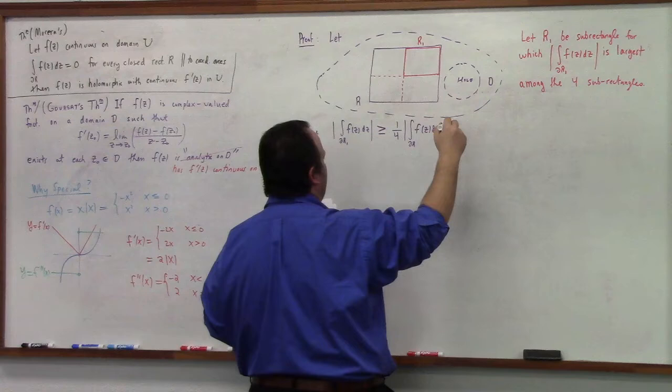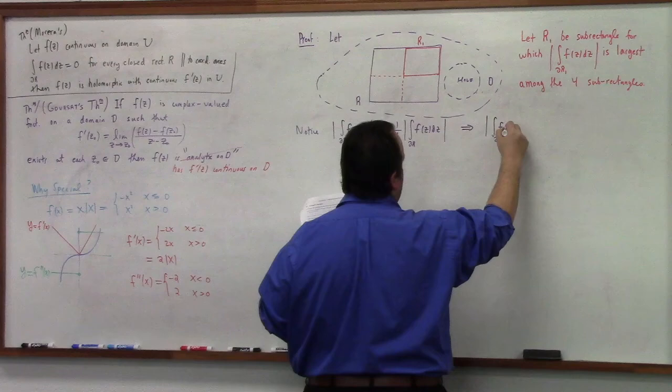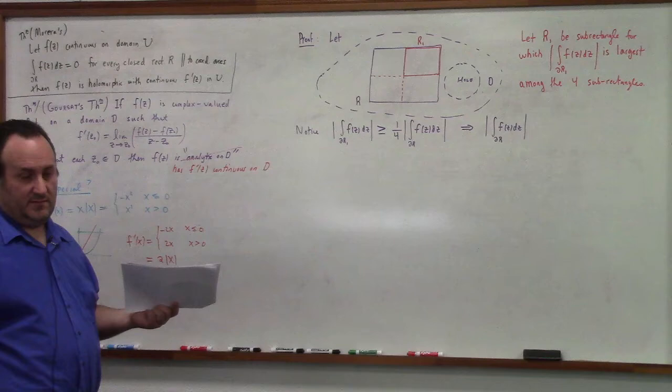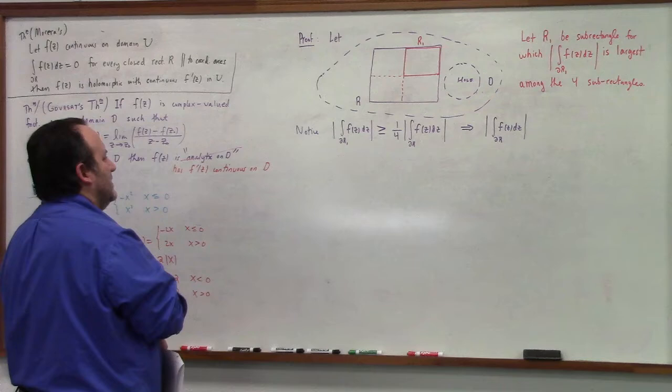It's something less fancy than that. Think about it. We're saying that the R1 we're picking is the one for which the value of that integral is largest, right? If they were all equal, then you'd have four times, if all of these were equal. Is it the ML theorem? I don't think so. You might be right.